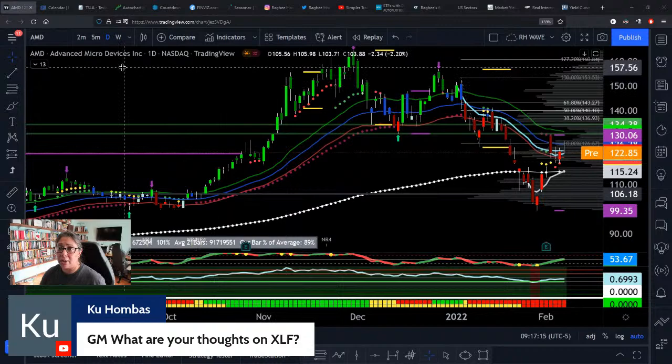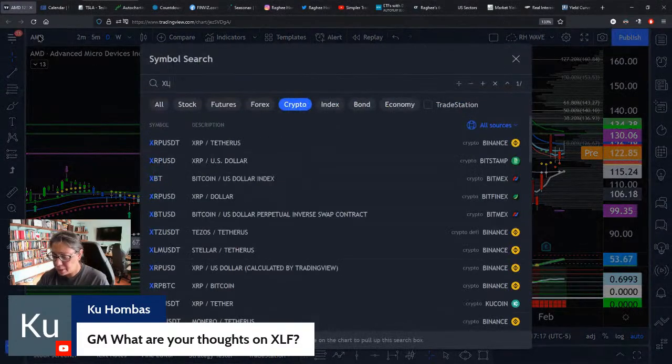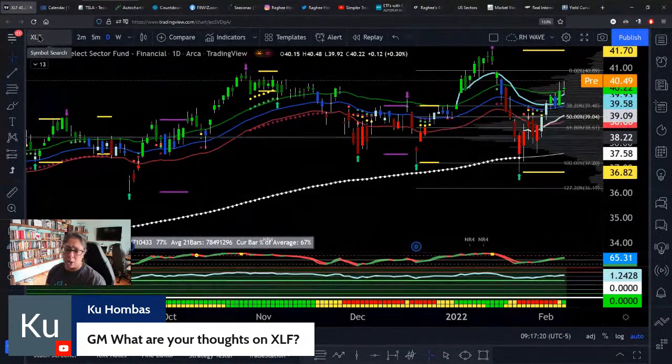What are my thoughts on XLF? So XLF is in chop, lower row.